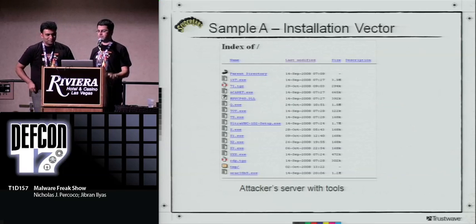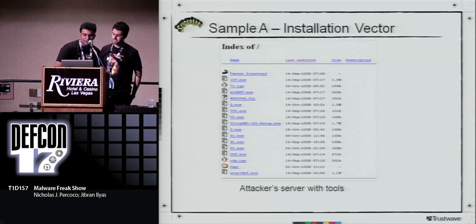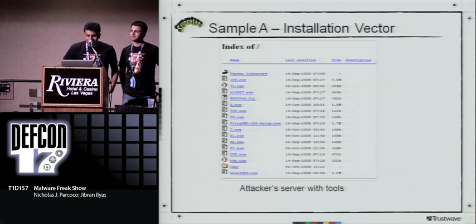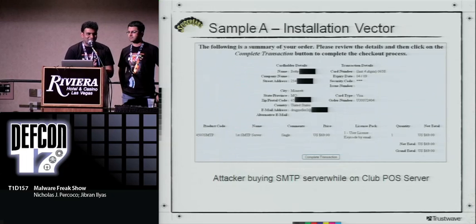Here's a listing of the directory. You want to take this? Sure. As you can see, we got into their server, and we see a lot of interesting tools. Some of them are keylogger executables, some of them are remote desktop crackers, and so forth. And this is a screenshot, as Nick just told you, showing that they bought an SMTP server from the merchant's machine, at $69 that they spent.